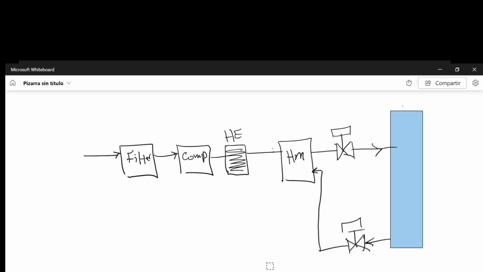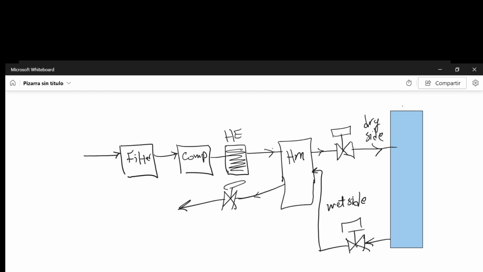In another video, I explained in detail why this air goes to the humidifier, so you can see that video. But normally this air, which we call the wet side, we use to humidify the dry side. So this is the dry side, and this is the wet side. And finally, we have another valve, which is a back pressure valve. Normally this is a control valve, and this is the exhaust.